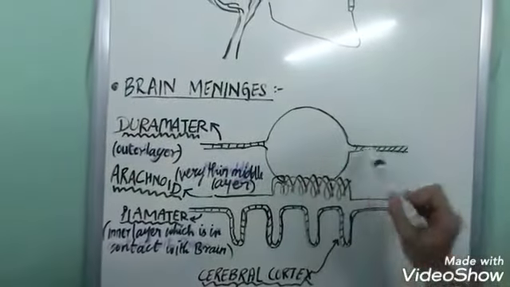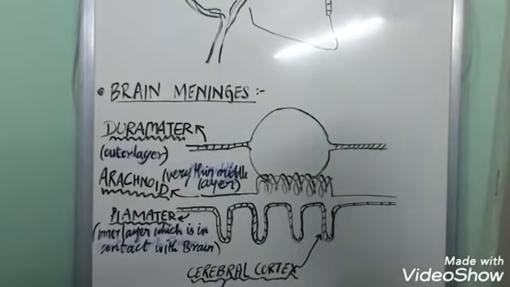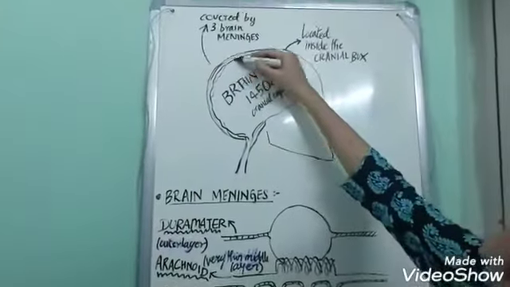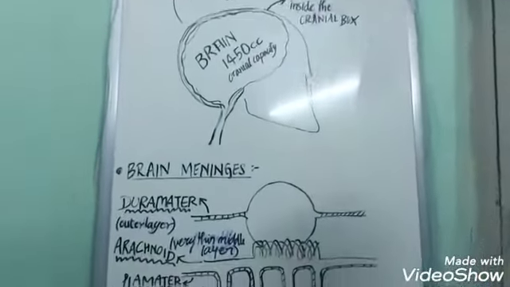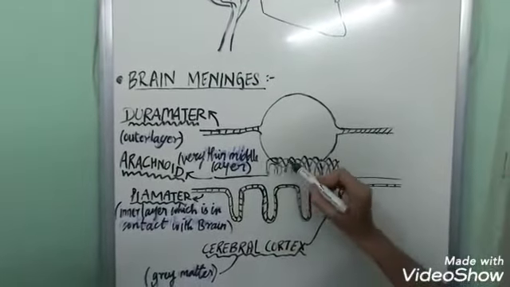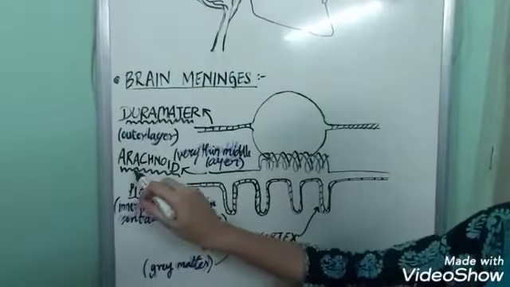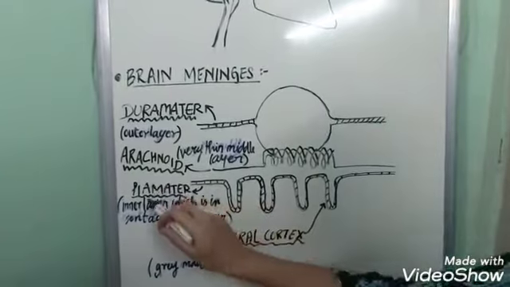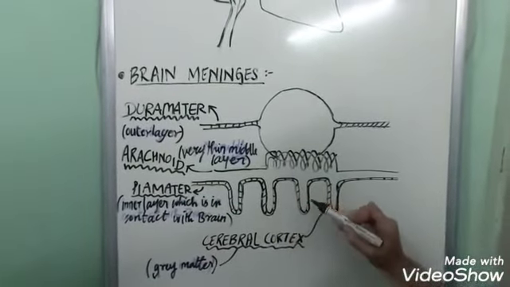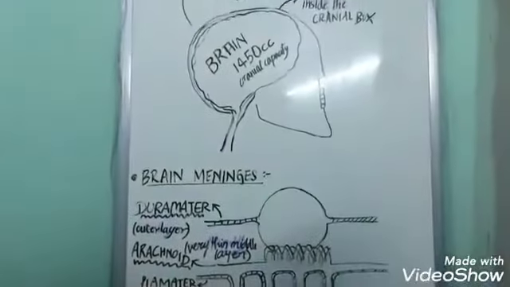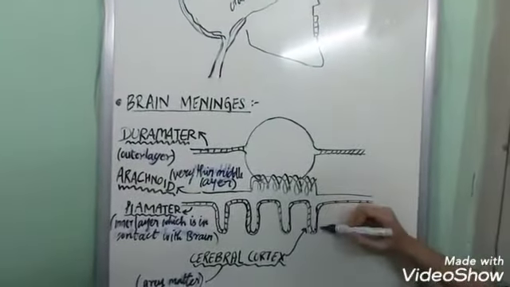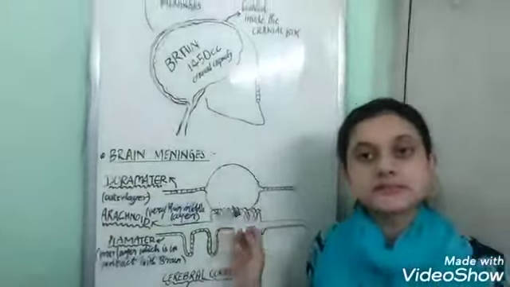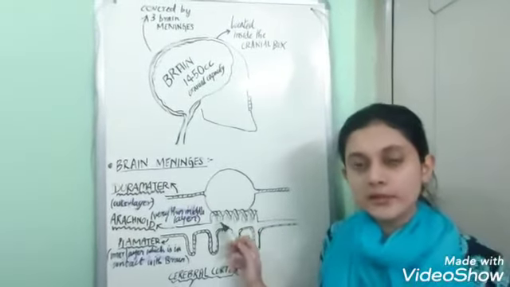The outer layer is known as the dura mater. This is the outermost layer of the brain. The very thin middle layer is known as arachnoid. The last layer is the pia mater, which is the inner layer which is in contact with the brain. This is the cerebral cortex, which is the gray matter. So these are the 3 layers of our brain.